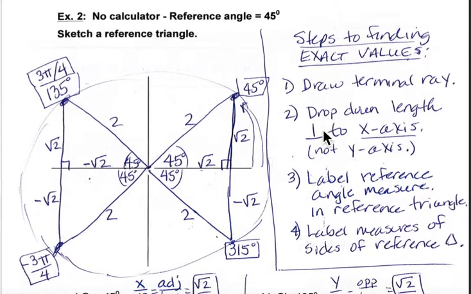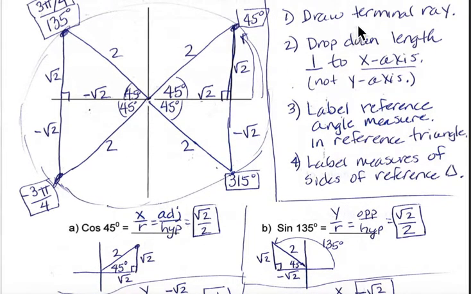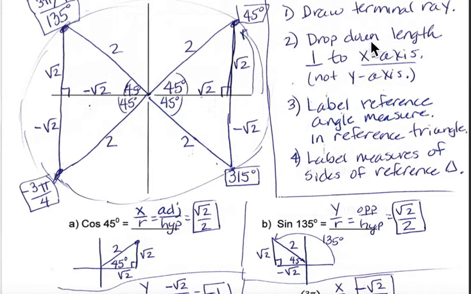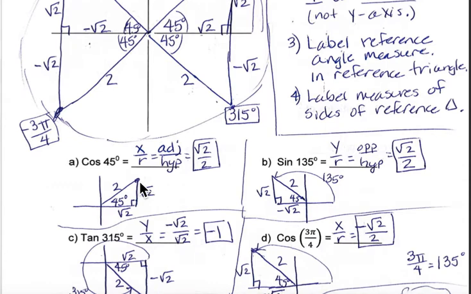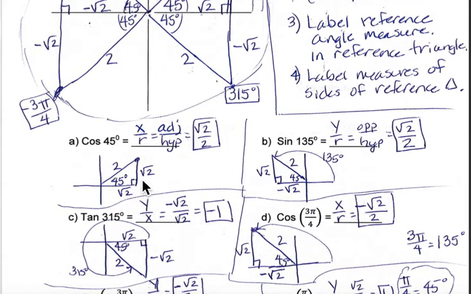So here's the steps. I'll explain the steps as I go through them. For example, 1a. So if we want to find the cosine of 45 degrees, the first step is to draw the terminal ray. The terminal ray would be right here in quadrant 1. The second step, drop down the length perpendicular to the x-axis. So from this terminal ray, this point, drop down or up. It should say down or up here, depending on which quadrant we're in. So we drop down the perpendicular to the x-axis.